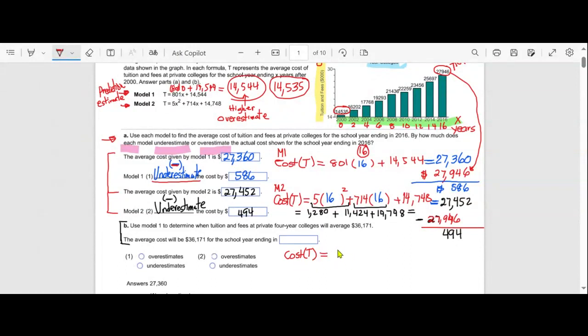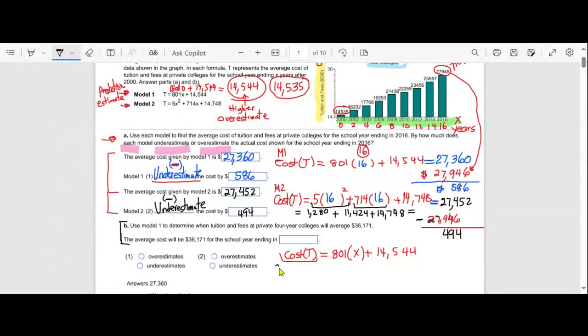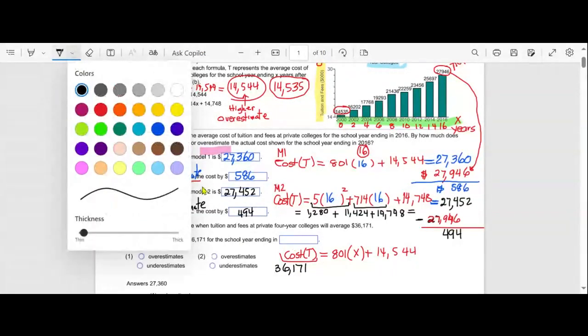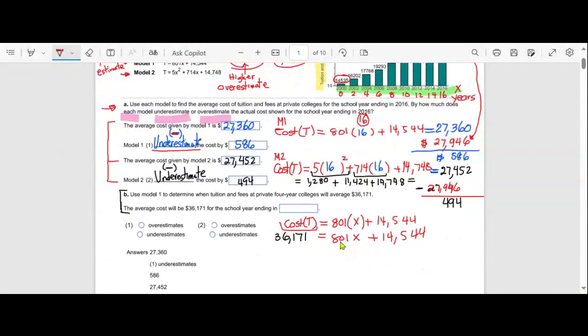Yes. So which model am I going to use? He said Model 1, right? And he's looking for the year. So we just leave it like this, X, right? Now, the total cost he said is 36,171, correct? Equal. He's looking for the year, right? Correct or wrong? He's looking for the year. So what should I do?